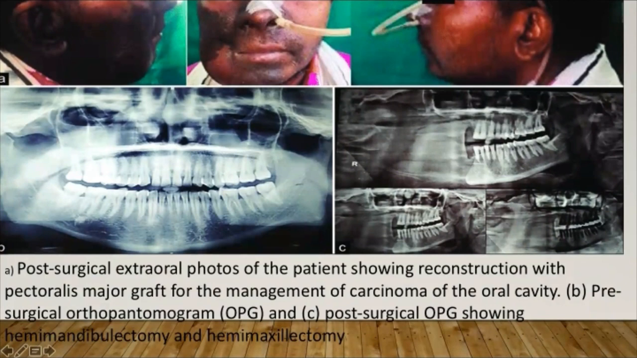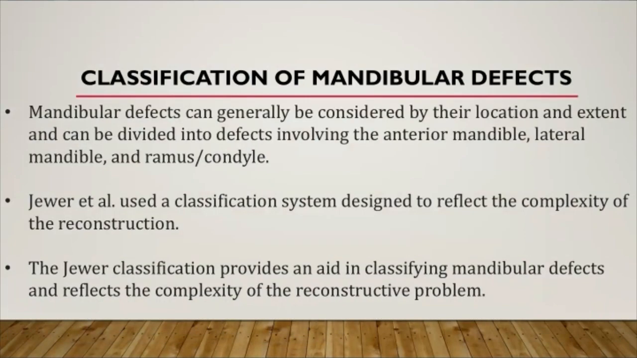We have a pre-surgical extraoral photo of the patient showing reconstruction with pectoralis major graft, management of carcinoma of the oral cavity. On B, this is the pre-surgical autopantomograph, that's the OPG, showing a tumor on the lower border of the mandible, where only the inferior border of the mandible is left. Most of these teeth have already gone, they are in the tumor. This is C. This is showing a picture of post-operative.